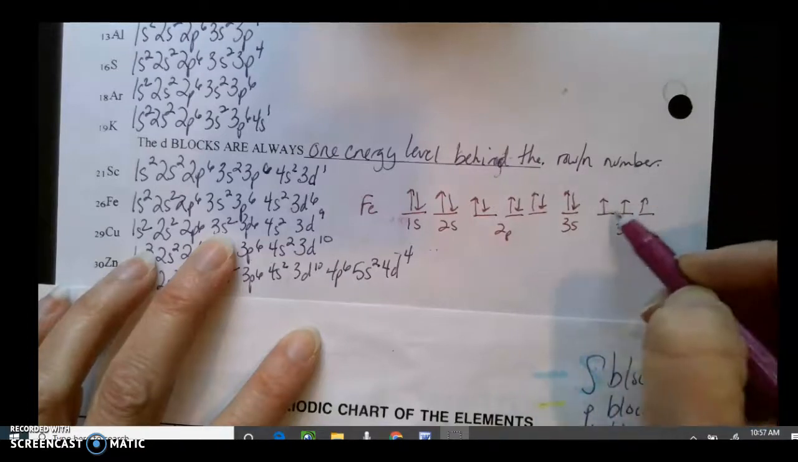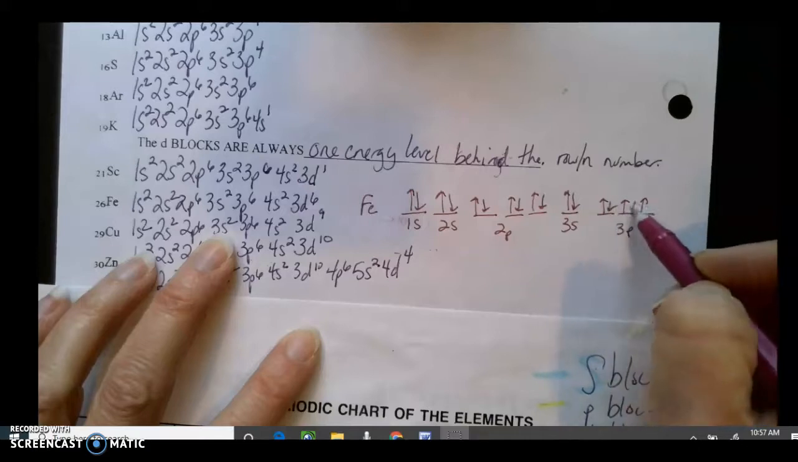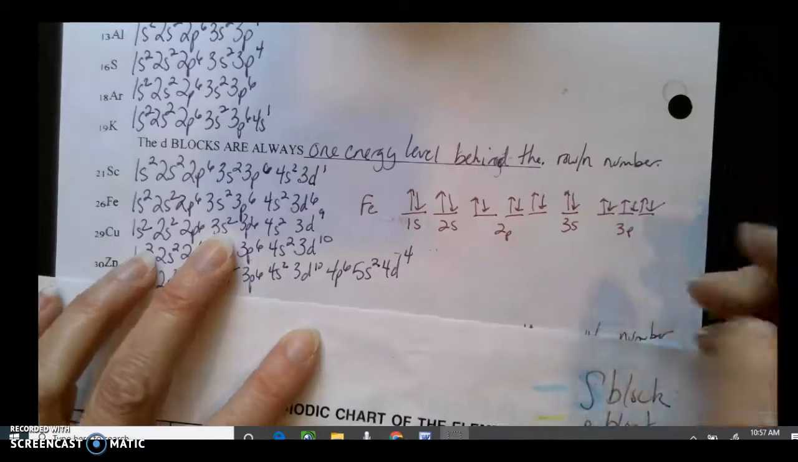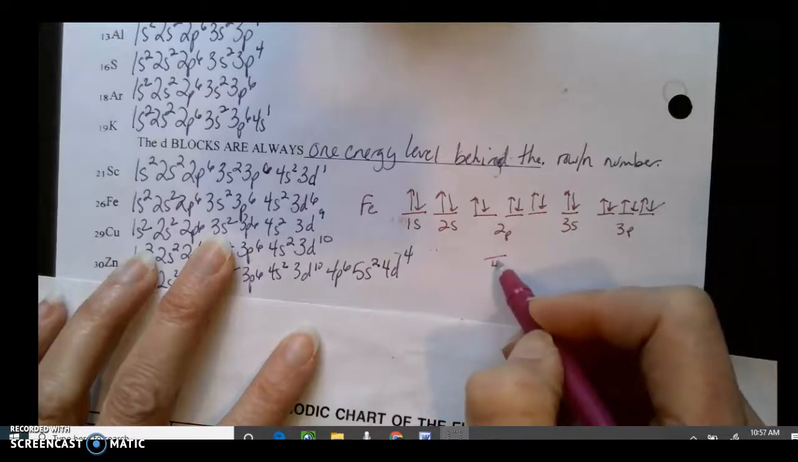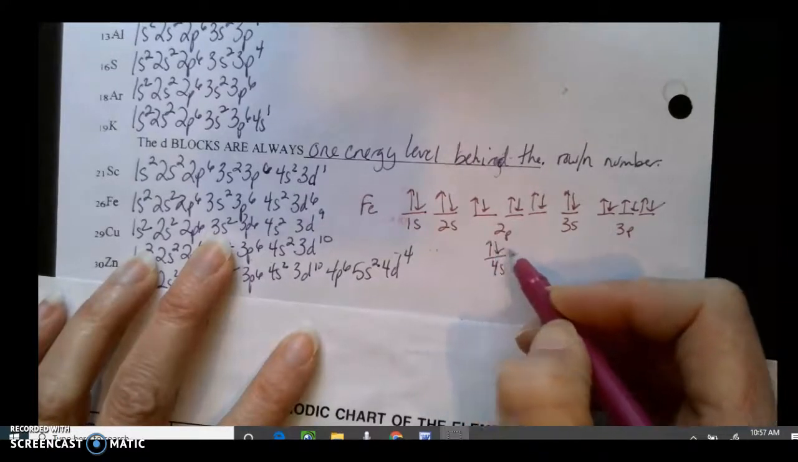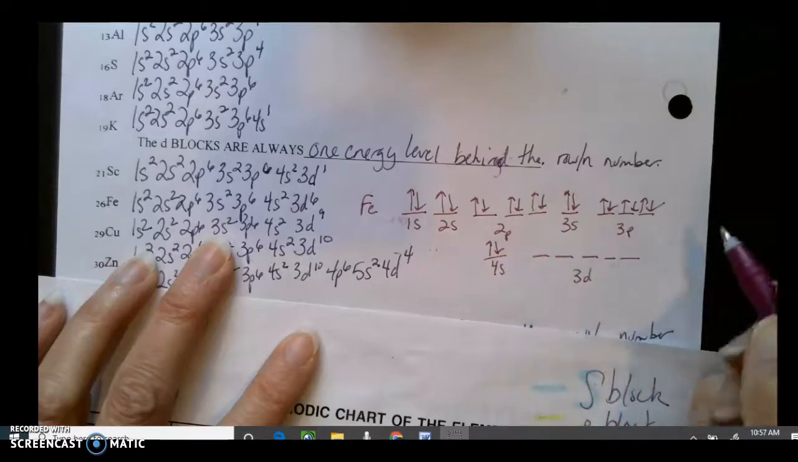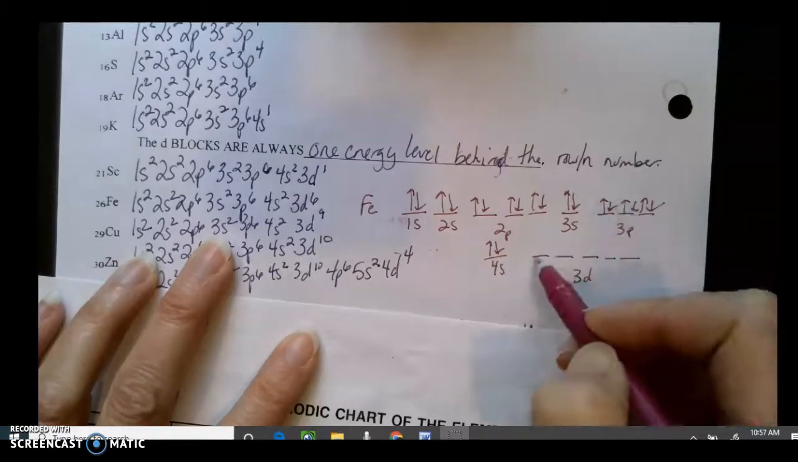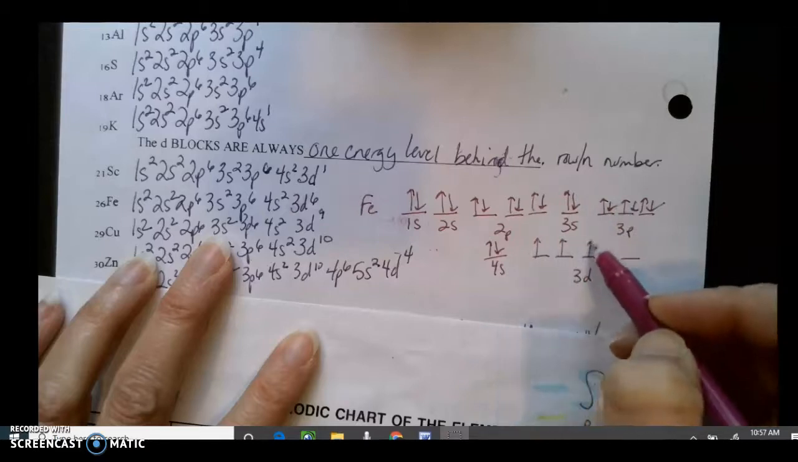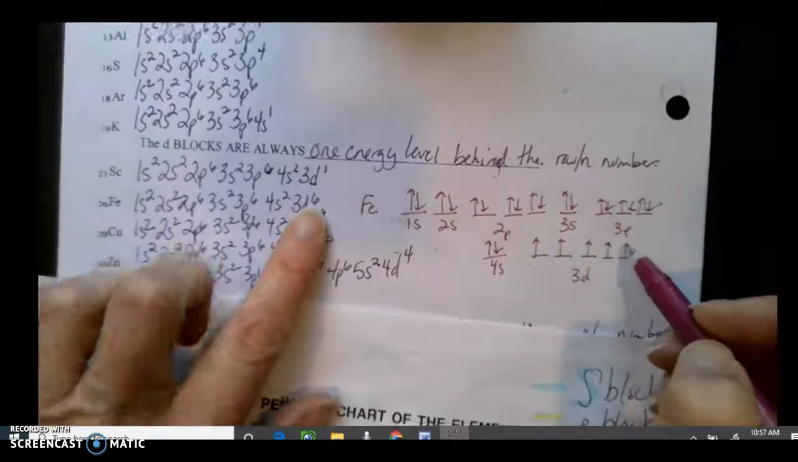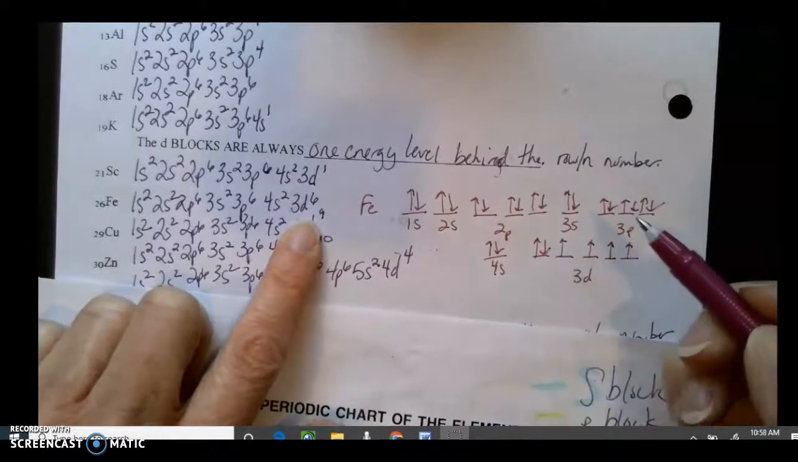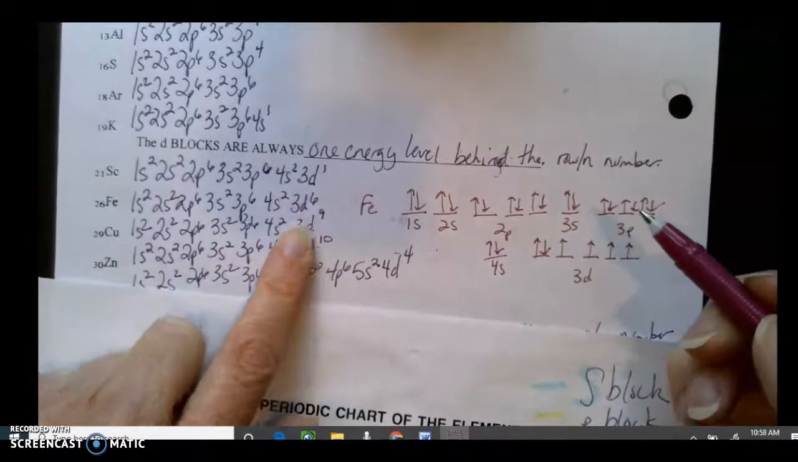So notice I'm just in the habit of always doing up, down, even though these are filled. 3p, 4s, and then my 5 for the D. So I'll have 5 lines, 1 for each of those orbitals. 1, 2, 3, 4, 5, and then the 6th one has to pair up and share.